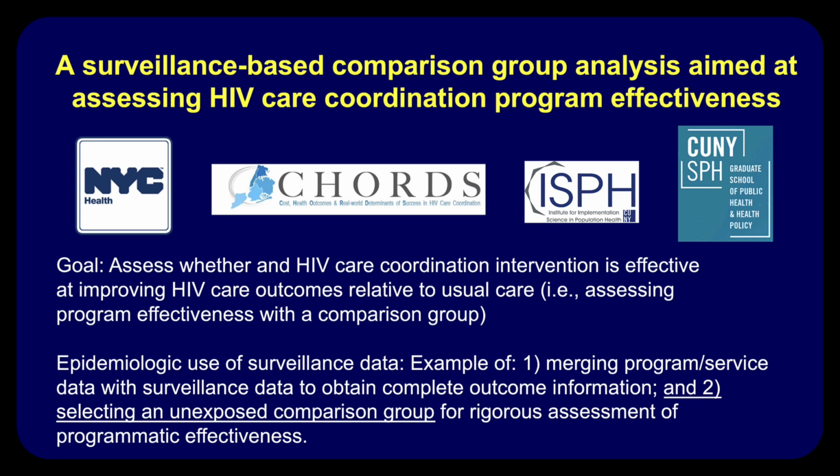The goal here was to assess whether this intervention is effective at improving HIV care outcomes in comparison to a usual care group. And why I think it's a good example for this particular lecture is because it's an example of how you can merge program or service data from the care coordination program with surveillance data to obtain outcome information on everyone. And then the second part is using surveillance data to select an unexposed comparison group of people who got usual care for a rigorous assessment of programmatic effectiveness.